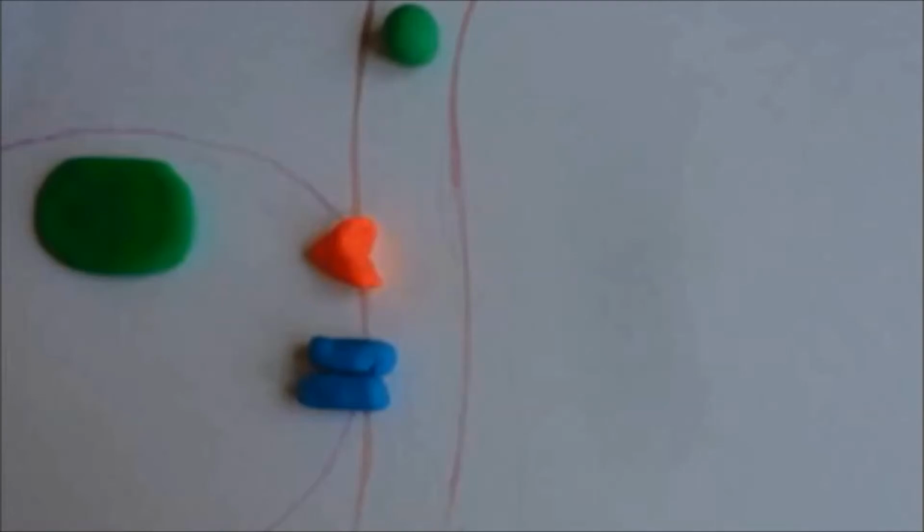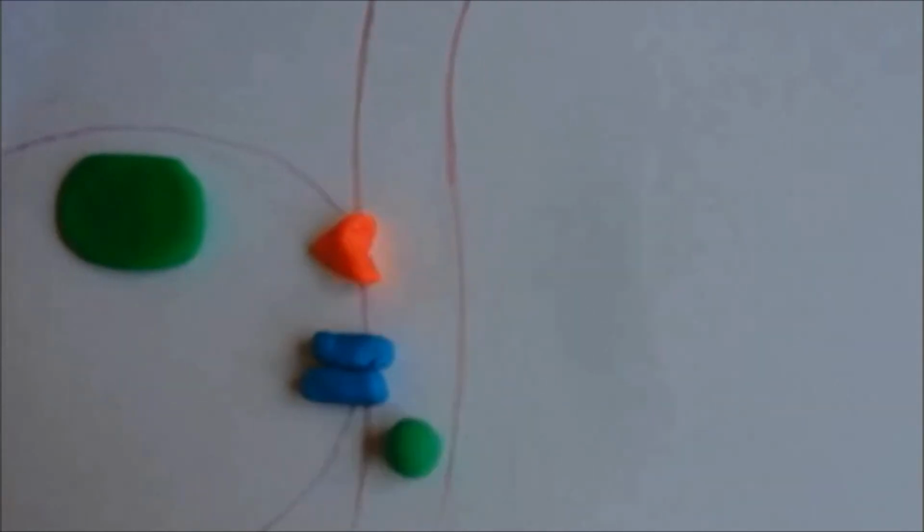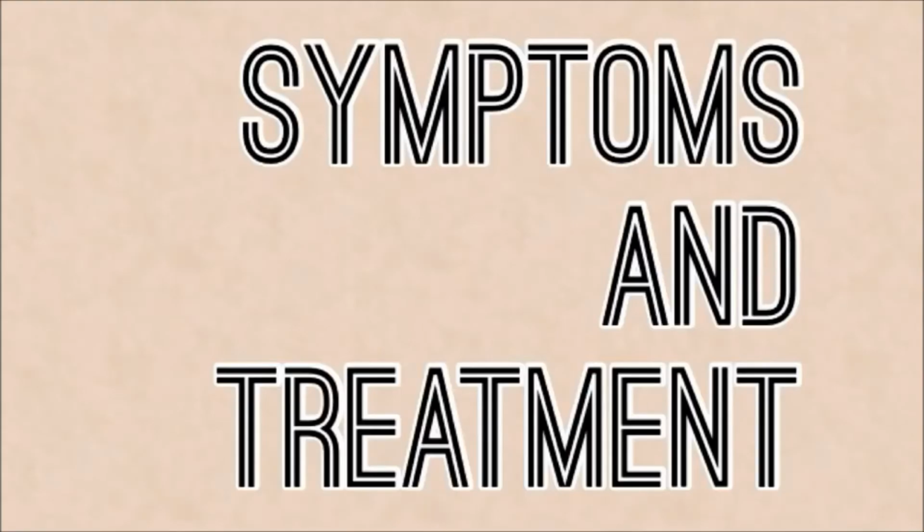However, in an affected cell, the pancreas does not secrete insulin, which results in the ion channel not opening up and the glucose cannot enter the cell to make ATP. Symptoms include extreme hunger, weight loss, and blurred vision.